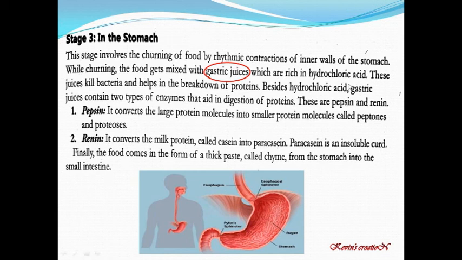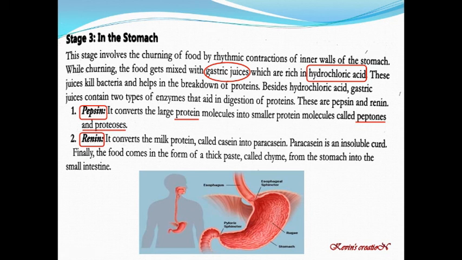Now in gastric juice we have hydrochloric acid also. What this acid does is kill the bacteria present in the food and also help in the breakdown of proteins. Besides hydrochloric acid, it has two enzymes found in gastric juice, that is pepsin and renin. Their function is to act on protein and convert it into simpler forms. So what pepsin does is convert the large protein molecules into smaller protein molecules called peptones and proteoses. You can see here. So pepsin changes protein into peptones and proteoses.